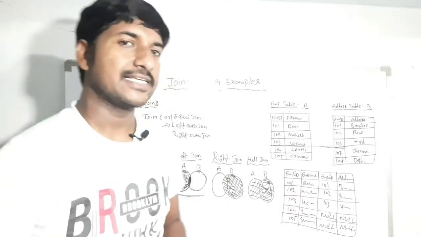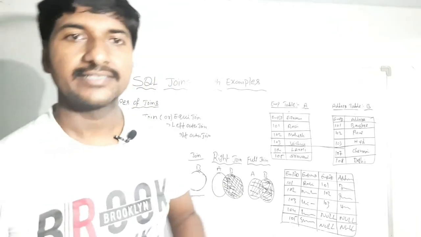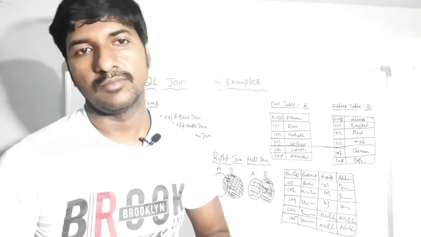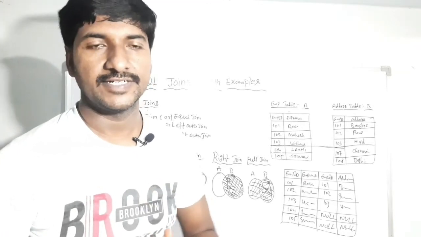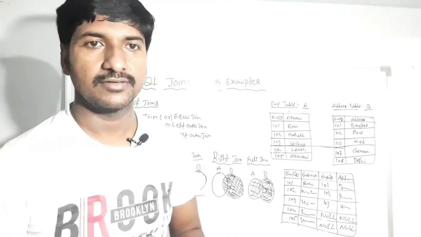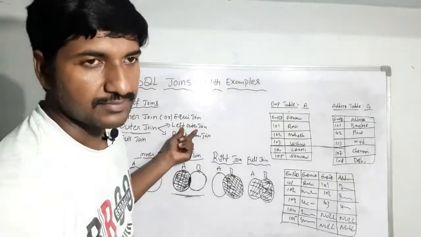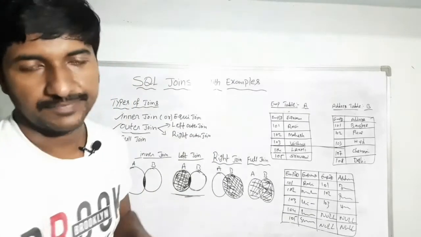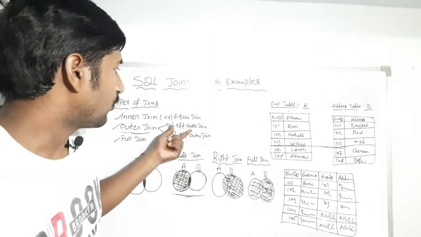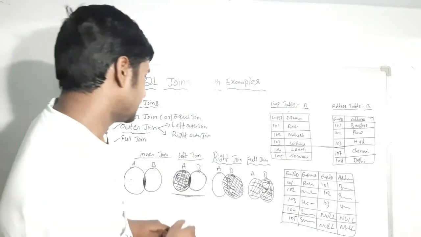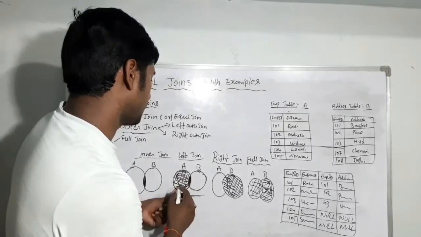Okay, now we will understand what is outer join. Outer join is nothing but we get the output from both tables. We get the data from both tables, whether it's matching or unmatching, no matter, we get the output. Again, outer join is subdivided into two types: left outer join and right outer join. Now let us look at what is left outer join with diagram.